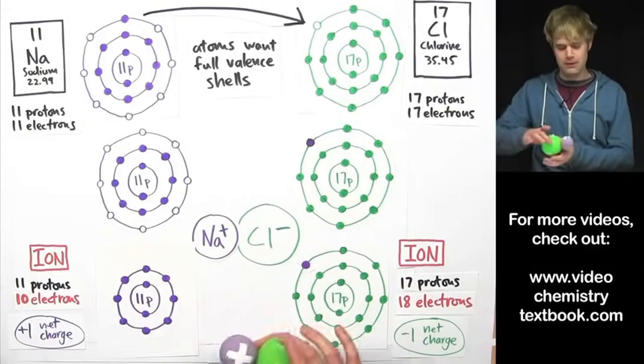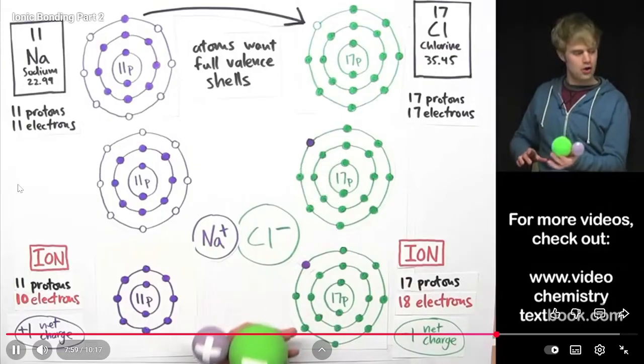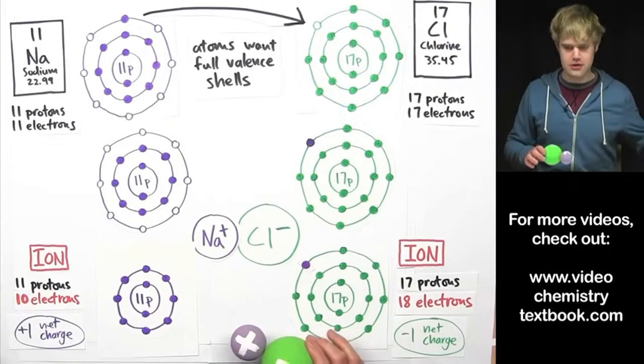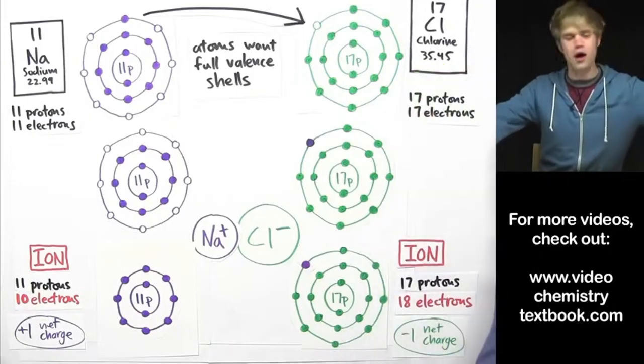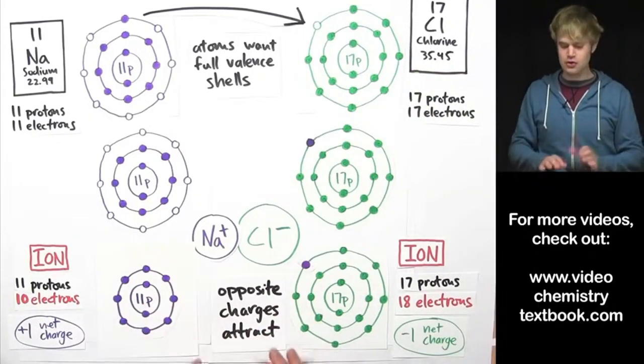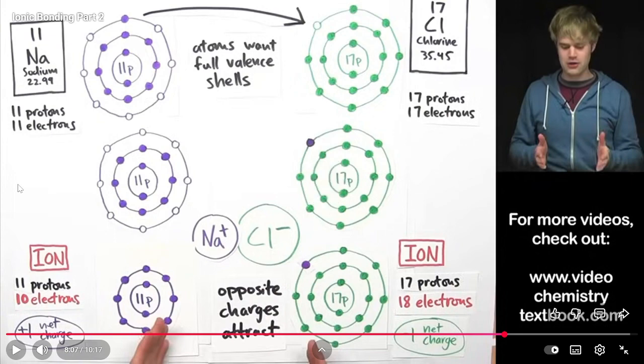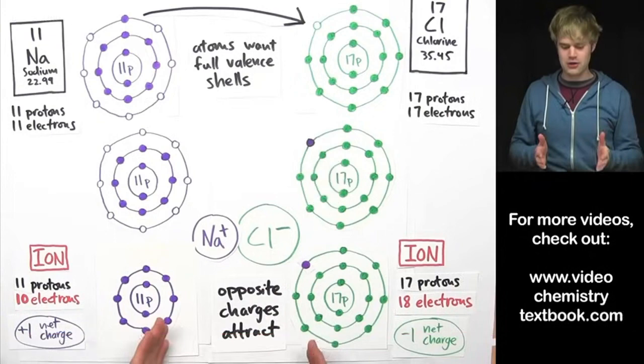What are the two things sticking together? They are ions, therefore what type of bond is it? Ionic bond. Remember, ionic bonds form between metals and nonmetals, just like we've shown here. And that is because opposite charges attract. So you can fill in that box at the bottom of the page. Opposite charges attract. Okie dokie. And that is an ionic bond.